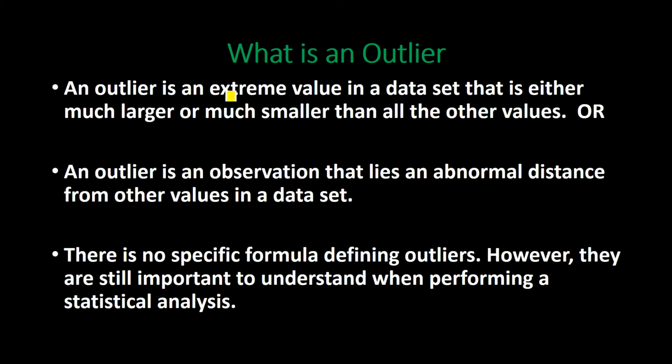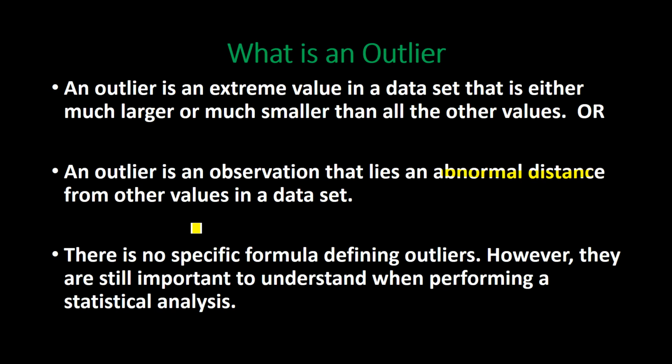An outlier is an extreme value in the data set that is either much larger or much smaller than all other values. Or you can say an outlier is an observation that lies an abnormal distance from other values in the data set. And there is no specific formula defining outliers. However, they are still important to understand when performing a statistical analysis.